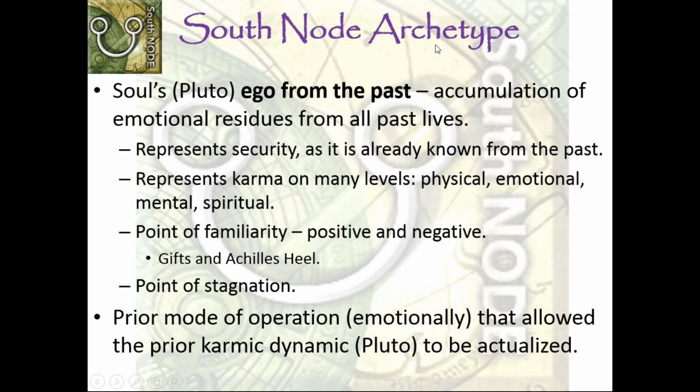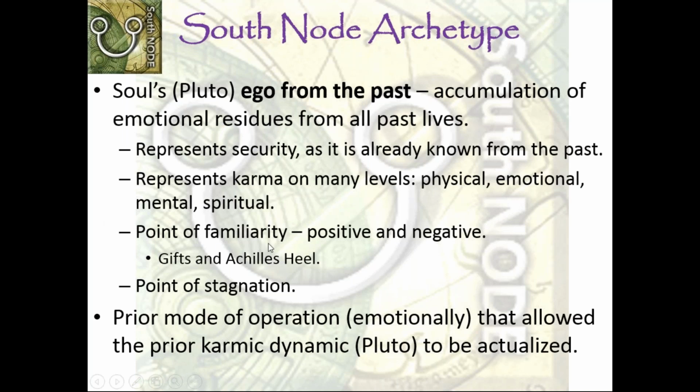Now, to look specifically at the South Node archetype, this is the soul or Pluto, the ego from the past. It represents the accumulation of all the emotional residues from all of our past lives. It represents security, as it is what is already known from the past, what we come in with knowing. It will represent karma on many levels, not just an egoic or emotional level. It can also represent physical, mental, and spiritual karma.